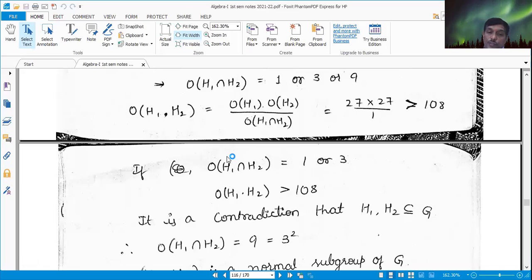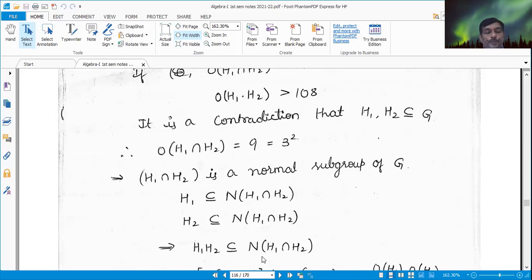Then the order of H1 intersection H2 must be 1 or 3. Then the order of H1 H2 is greater than 108, but the order of our group must be 30 only, which is a contradiction, since H1 and H2 are subgroups of G. Then definitely the order of H1 intersection H2 must be 9 or p square.